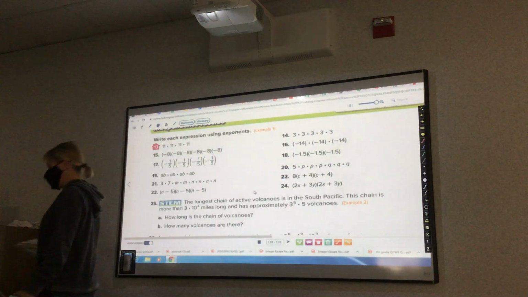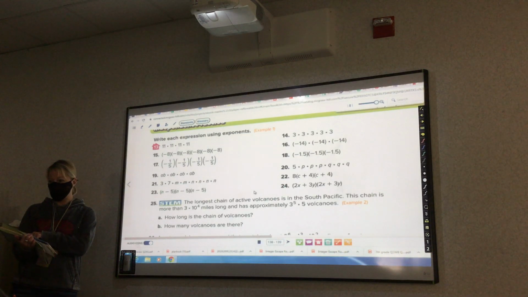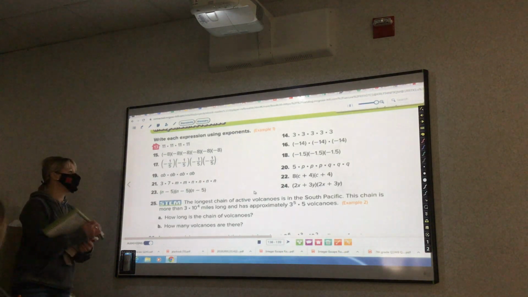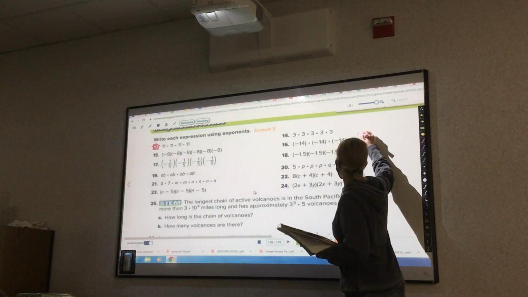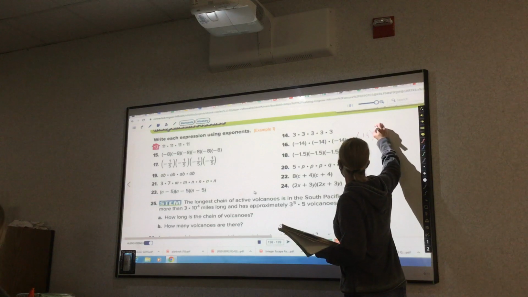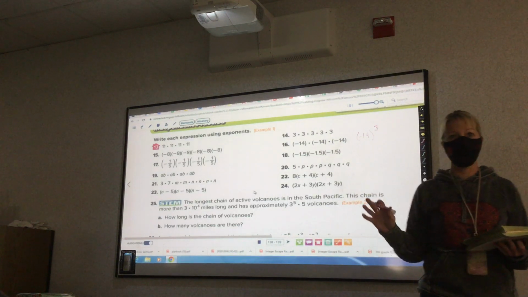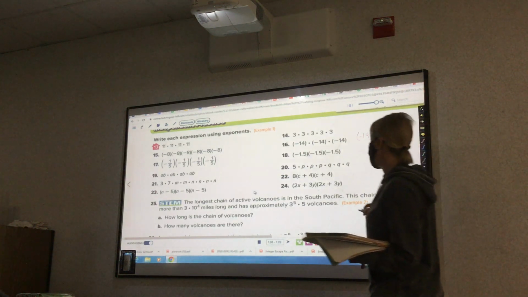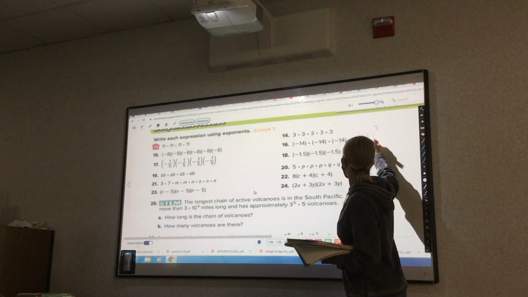14 through 24 even. 14, your answer should be 3 to the 5th power. Yes. 16, when you write 16, you need to make sure that you have it in parentheses. So you have a negative 14 cubed. You have to have the parentheses because it's completely different when you don't have the parentheses there. 18, again, it needs the parentheses. So it's a parentheses, a negative 1.5 cubed.